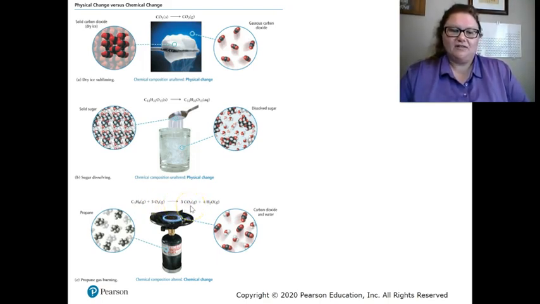CO2 is forming. We didn't have that on the left side of the arrow. We didn't start with any CO2. This is new. We just made this. So that's a chemical change. And then the water confirms that. We didn't have any water to start with on the left side of the arrow. Now we have water on the right side of the arrow. That's a new substance. This is a chemical change.